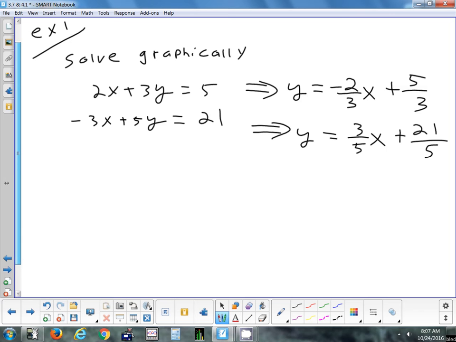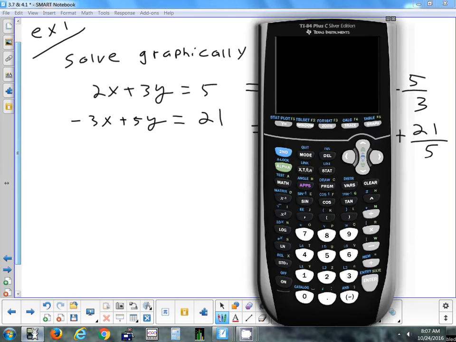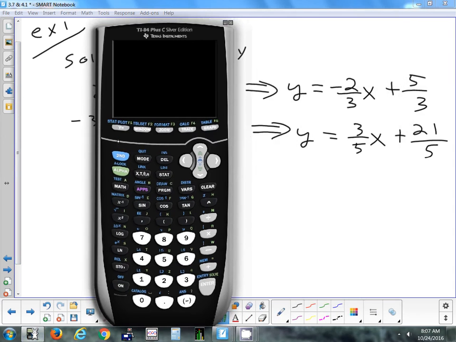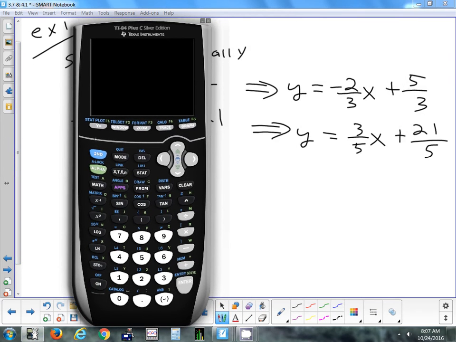Now, how can I guarantee you that those lines are going to cross before I even graph them? Because some lines don't cross each other, but I know these will.